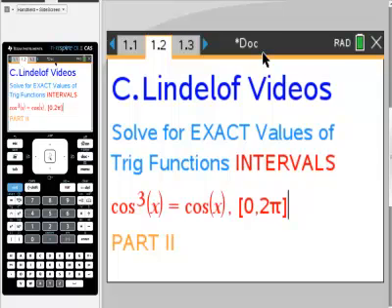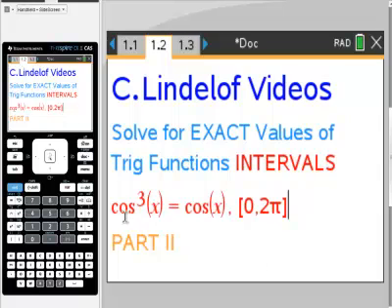Okay, solve for exact values of trig functions. We're going to use intervals right now. This is the second video I've done on this today, so go back and look at the other one for a little bit of clarification on the finer details. But this is just an opportunity to do a second example.